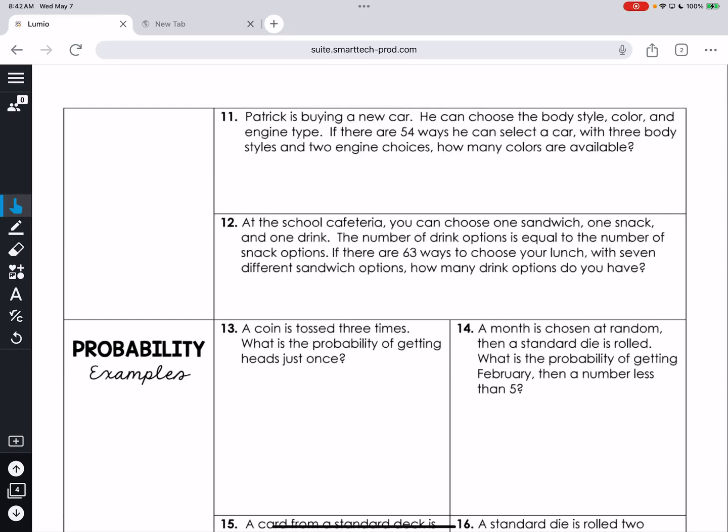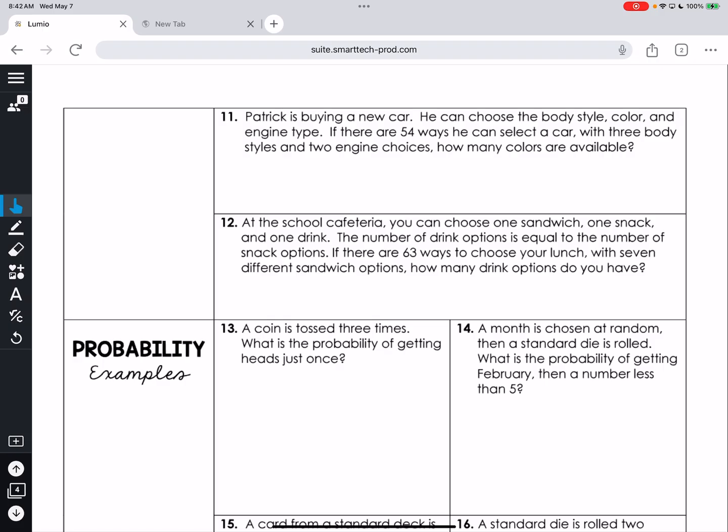On counting outcomes. We have Patrick buying a new car. He can choose the body style, he can choose the color, and he can choose the engine type. There are 54 options when he gets ready to select, okay? 3 body styles and 2 engine choices. We've got to figure out how many colors are available.